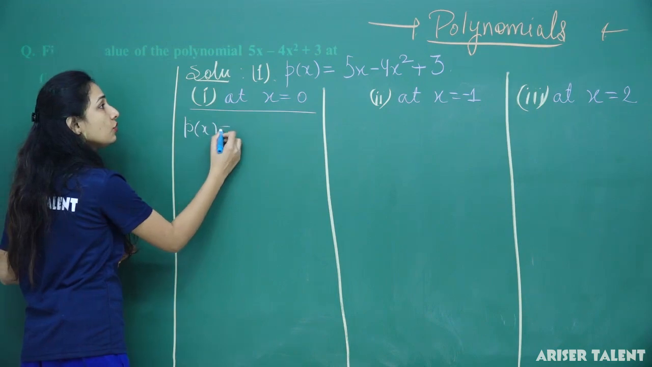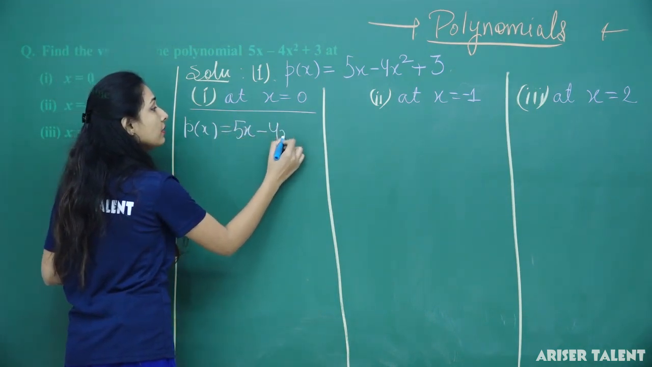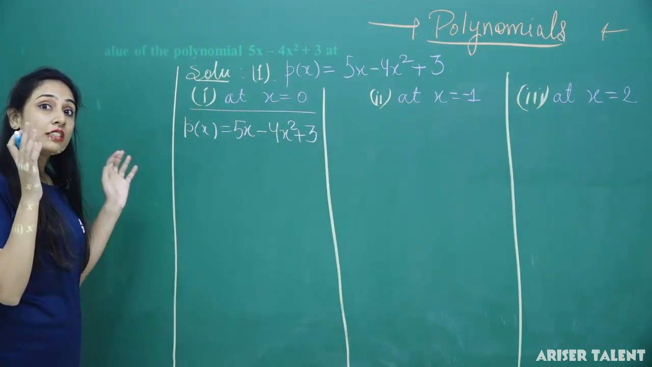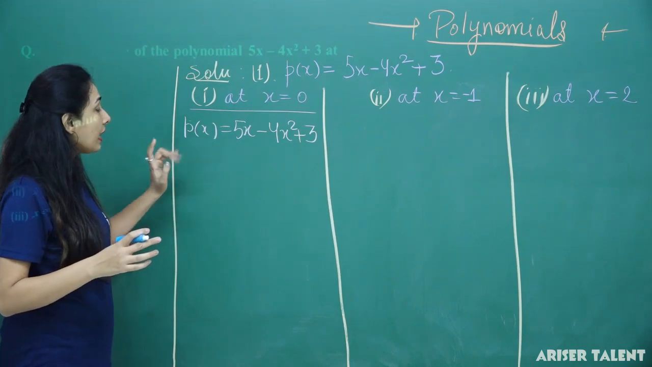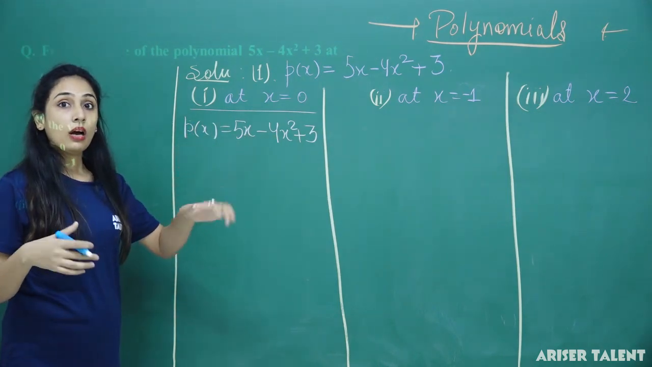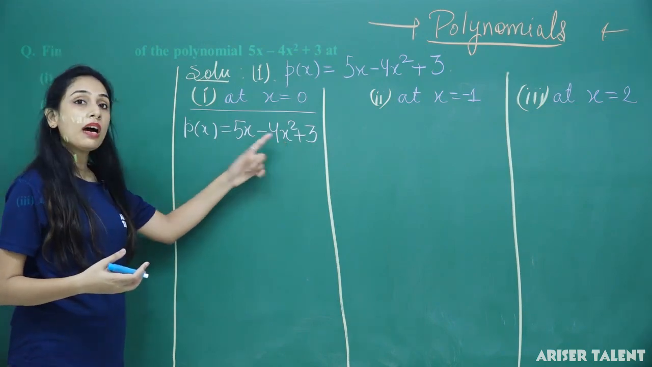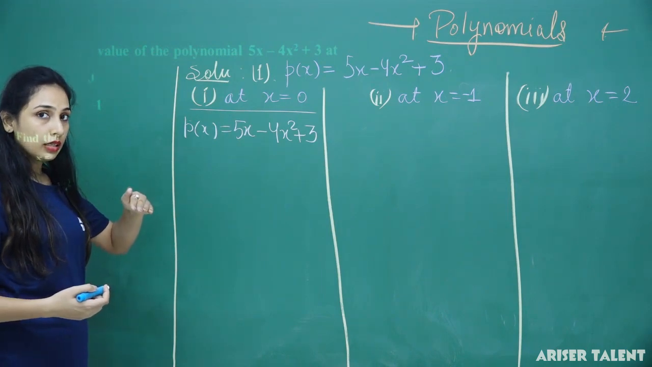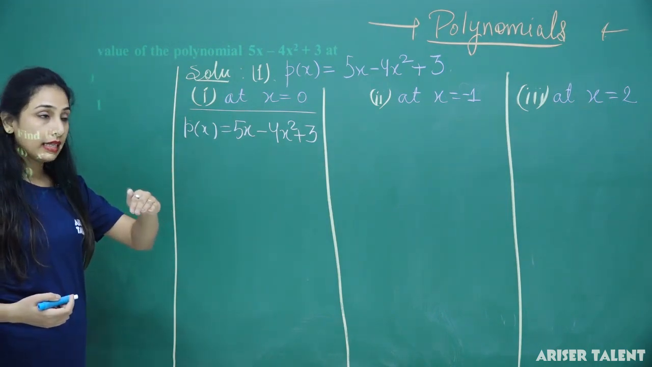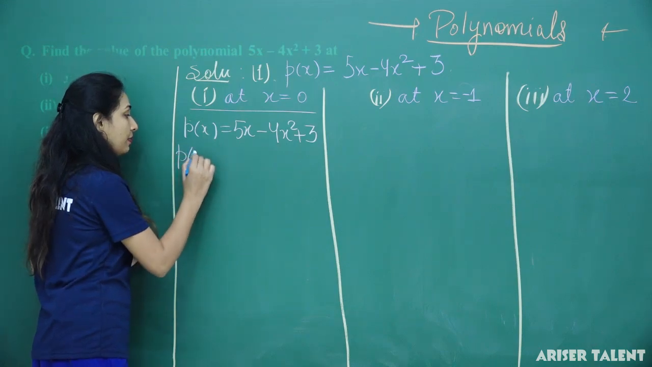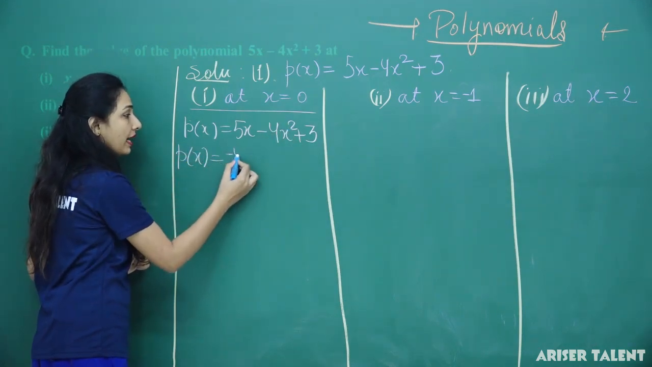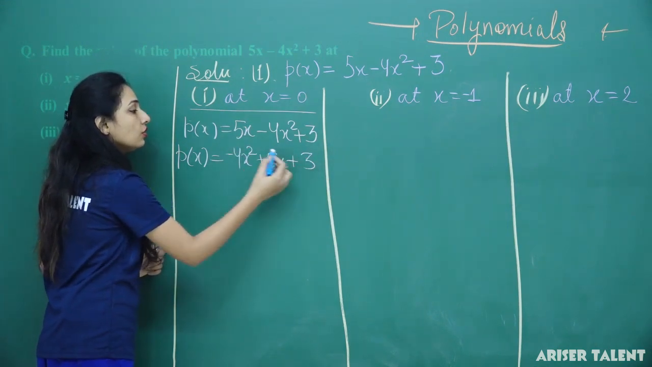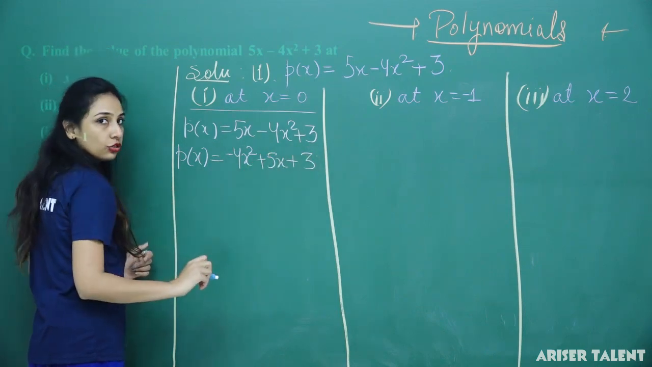First part, px equals to 5x minus 4x square plus 3. The very first step you will do is write this in an order. What order? You will write the highest power first, and after that you will write the lower ones in descending order. Likewise, px equals to minus 4x square first, then plus 5x and then the constant. So the power is 2 here, 1 here and 0 here, x to the power 0.